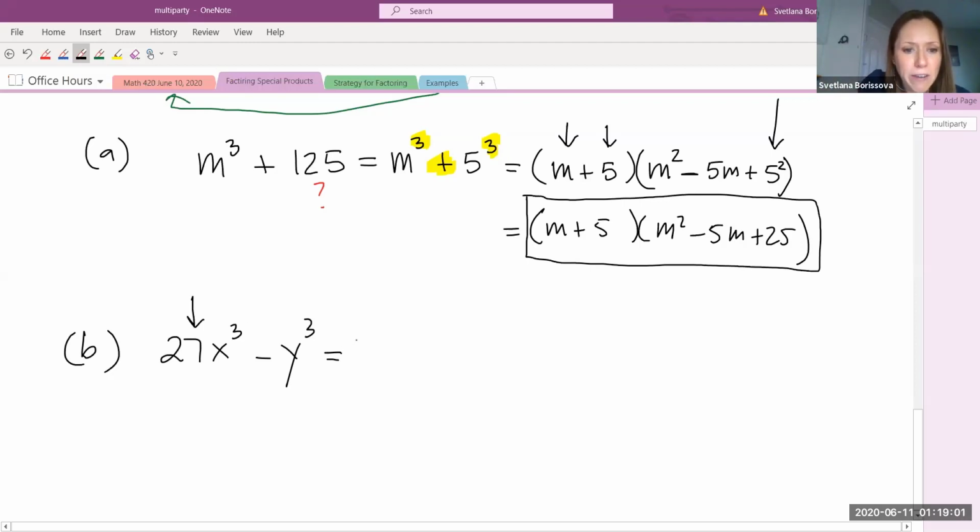So what is 27? 3 cubed. That's right. So for the first term, I'm going to write 3x to the third power. So the whole thing is to the third power. And that's the first term, minus y cubed.